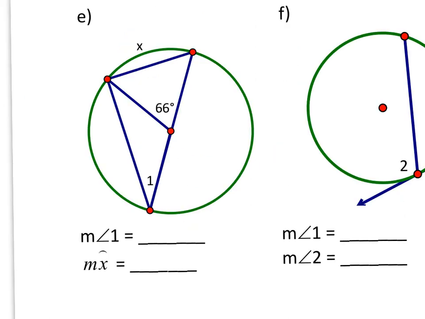In this problem, marking up the diagram, it looks like the measure of arc is 66 because that's the central angle, but that 66 matches with the inscribed angle here of 33. So x is 66 and measure of angle 1 is 33.